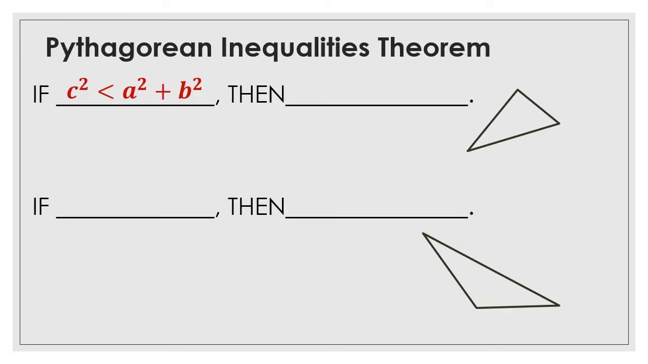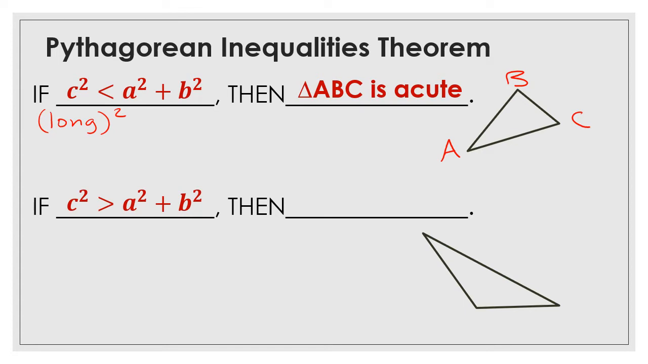All right, so let's talk about the Pythagorean Inequalities Theorem. When I think of this, this is always going to be my longest side squared, and I always put it on the left. If this triangle is right, that would be my hypotenuse. So if the longest side squared, c squared, is less than a squared plus b squared, then triangle ABC is going to be acute. If I make this triangle ABC, all of the angles in that particular triangle are going to be acute.